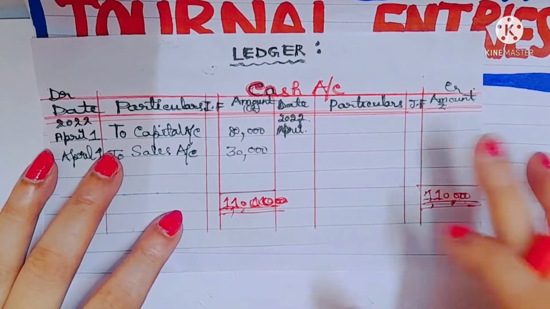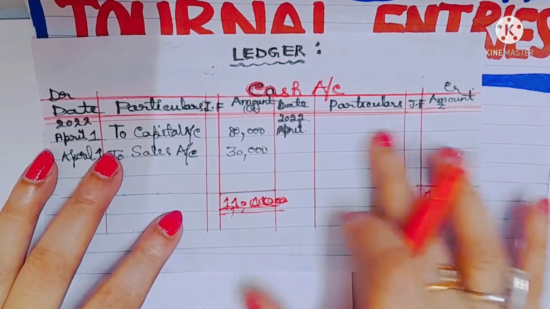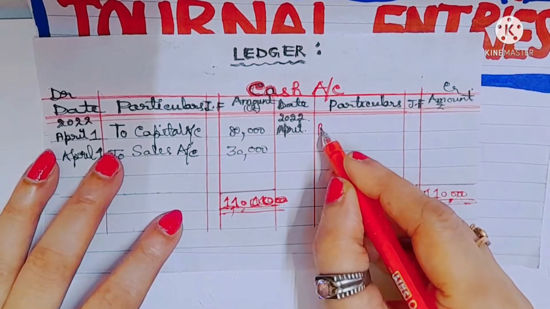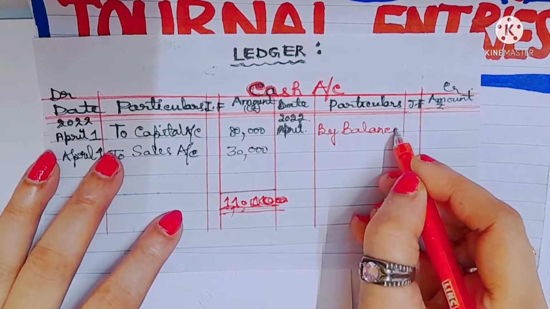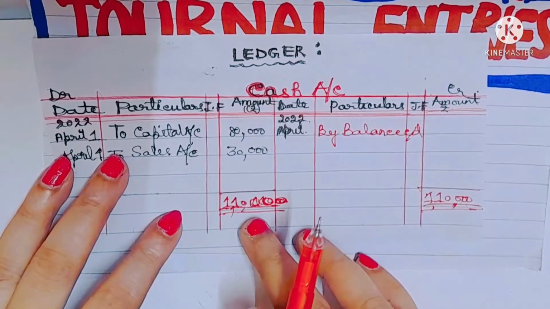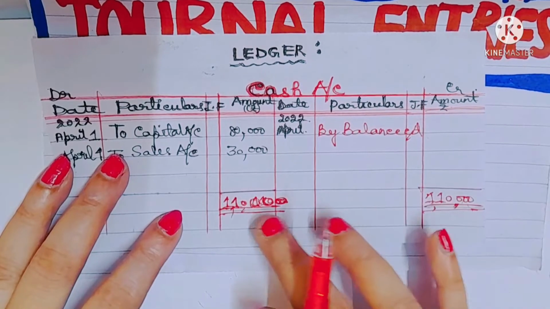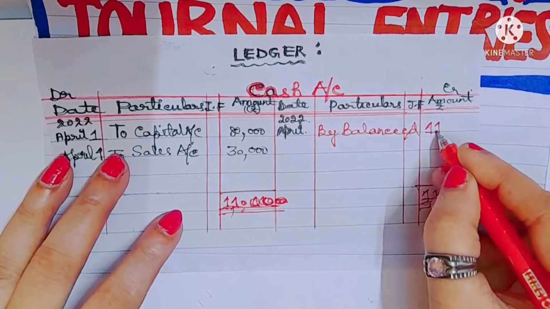So what do we have to do? We have to balance. Since we have written the total 1,10,000, but on the credit side there is nothing, 0. So we'll have to write something to balance it. So by balance CD, what will be the amount? Debit side's total is 1,10,000. Nothing has been written on the credit side, means 0. So deduct 0 from 1,10,000, we'll get 1,10,000.